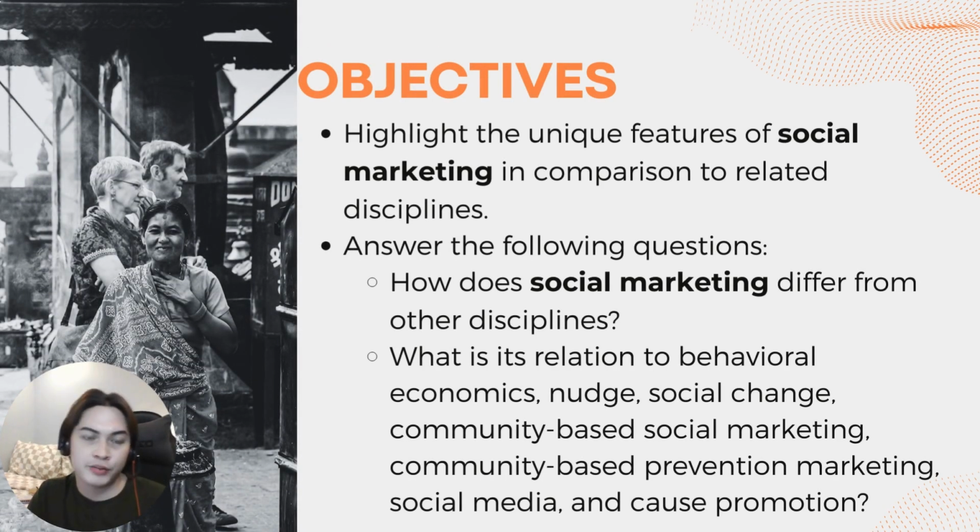The objectives of this report are as follows. Number 1 is to highlight the unique features of social marketing in comparison to related disciplines. Number 2 is to answer the following questions. How does social marketing differ from other disciplines? What is its relation to behavioral economics, nudge, social change, community based social marketing or the CBSM, community based prevention marketing, social media, and cost promotion?